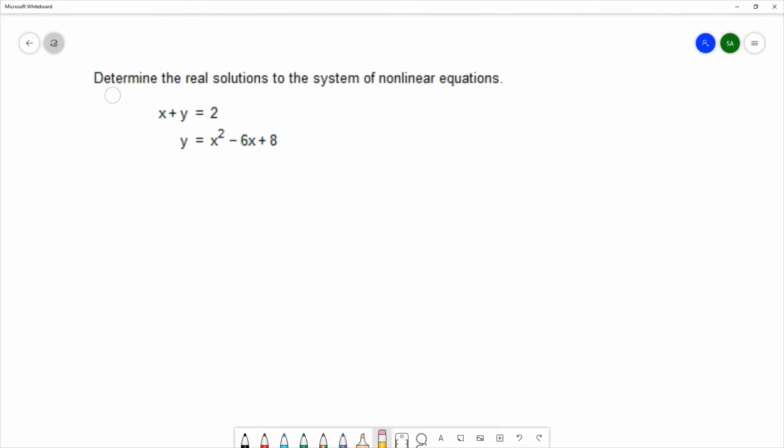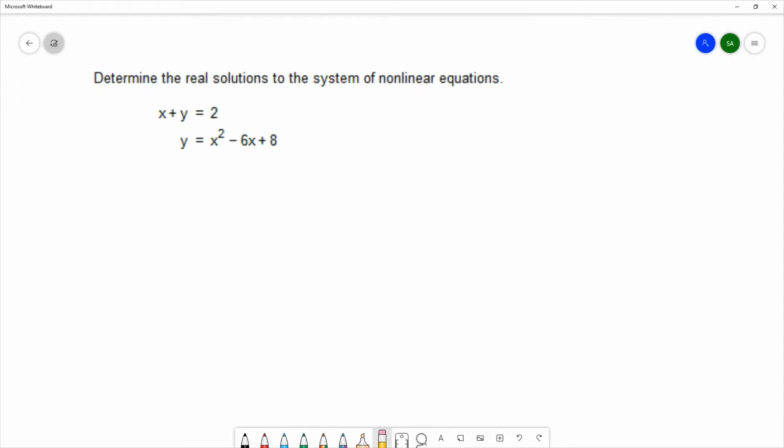On this question, we'd like to determine the real solutions to the system of nonlinear equations. Our system is x plus y equals 2 and y equals x squared minus 6x plus 8. Now we can solve this system with either substitution or elimination. I think either one would be equally as easy.